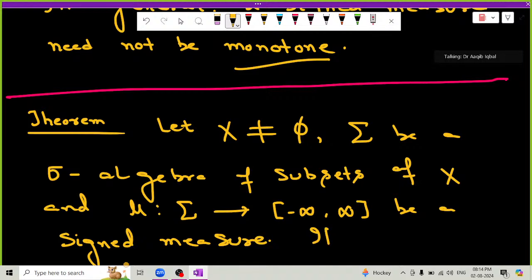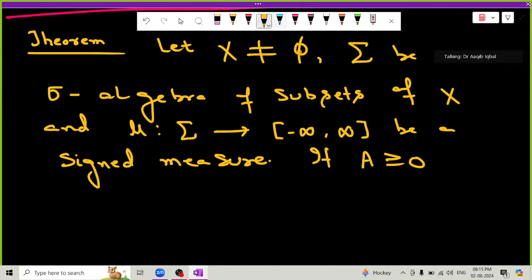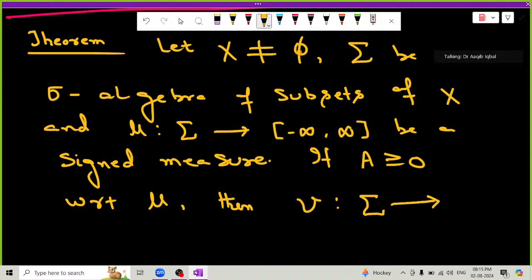Full stop. Now if A be a positive set, if A be greater or equal to 0, आप वो कल वाली notation याद करिए, this means that A is a positive set. If A be a positive set with respect to this signed measure, with respect to mu, then you consider this function, then nu from capital Sigma into, मैं फ़िलहाल ना यहाँ साइलेंट रह रहा हूँ. I'll ask you, आप मुझे बताएंगे what is the codomain of nu. Basically I'm going to define a function nu defined on capital Sigma, and you will tell me कि what is the codomain of this nu.